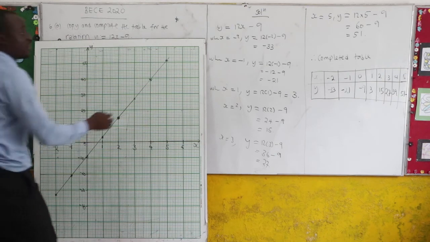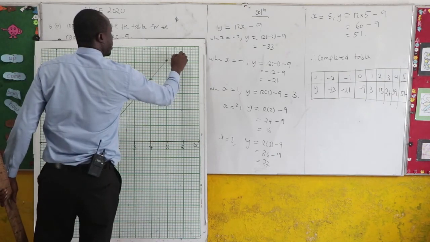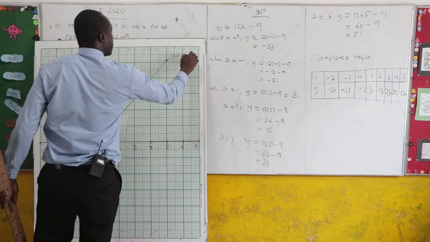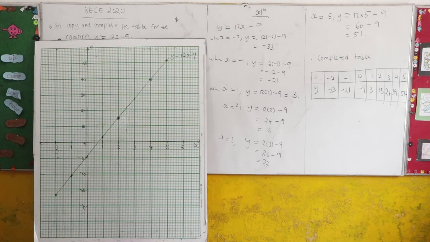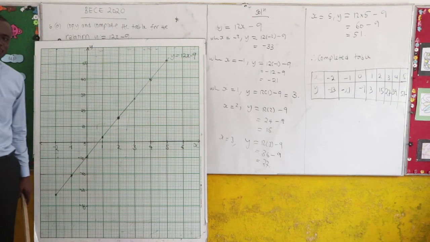So easy. What's the name of the graph? The name of the graph is y equal to 12x minus 9. That is the name of the graph. I believe it is something that is so easy.